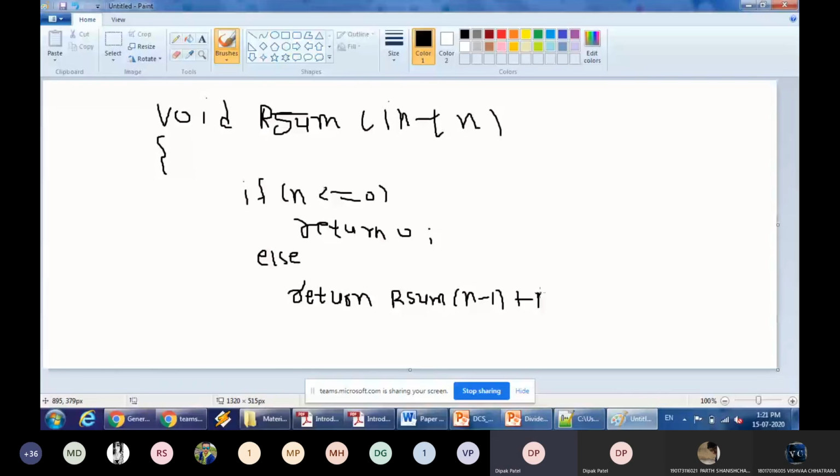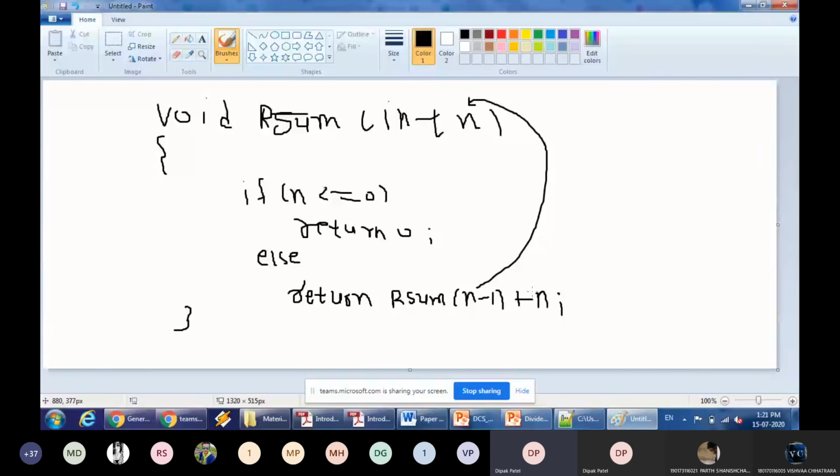Have a look at divide and conquer design strategy. To understand its recurrence relation, let me write a simple recursive function, recursive sum. We want the sum of 1 to n numbers, so I have passed n as an argument. If n is less than 0, no number is there, then return 0. Else return recursive sum, calling the same function with n minus 1 as argument, and we are adding n.